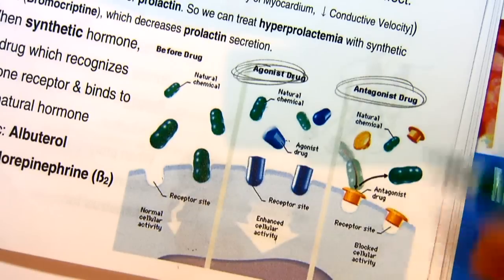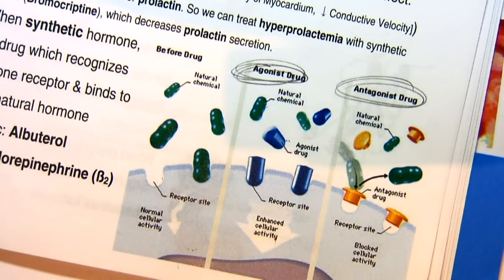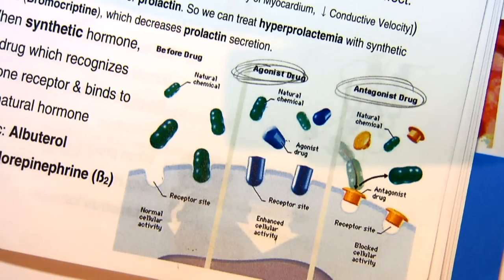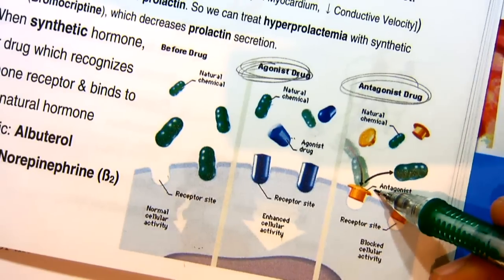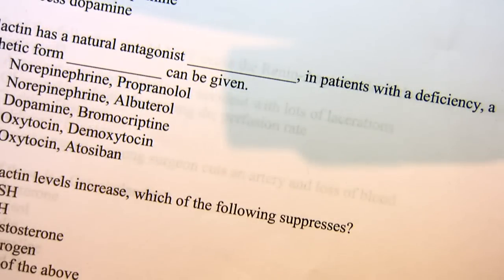Okay, and then we also have antagonist, and this is the one that's like the villain. What an antagonist does is it binds to the receptor, but it stops the function. So the antagonist is going to bind to it, and it won't do any cellular activity. Okay, so that's that. Now let's go ahead and do number 3.